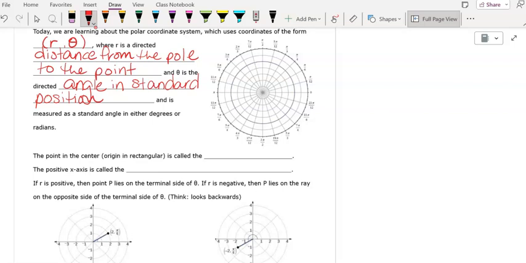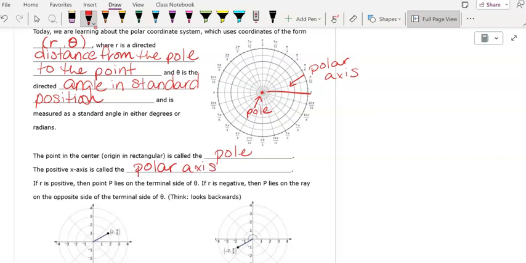Instead, on a polar axis, that's called the pole, okay? And that's going to be this little spot right here in the middle. That is the pole, okay? The positive x-axis, right here, this positive x-axis, is called our polar axis, okay? So it's no longer an x-axis when we're doing polars. Instead, it's called a polar axis.